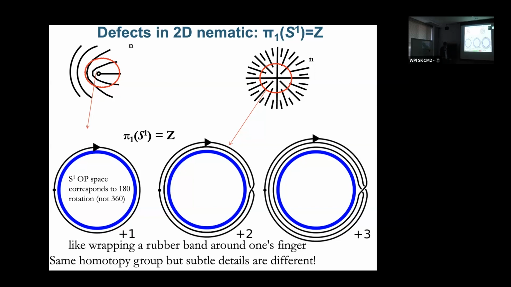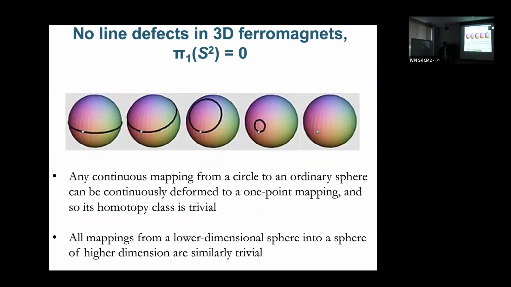Right? And so now the question is, could we have line defects in a unit vector field in three-dimensional space? And so the line defects in 3D, right, can be encircled by a circle, so that somehow corresponds to the cross-section of that line defect.